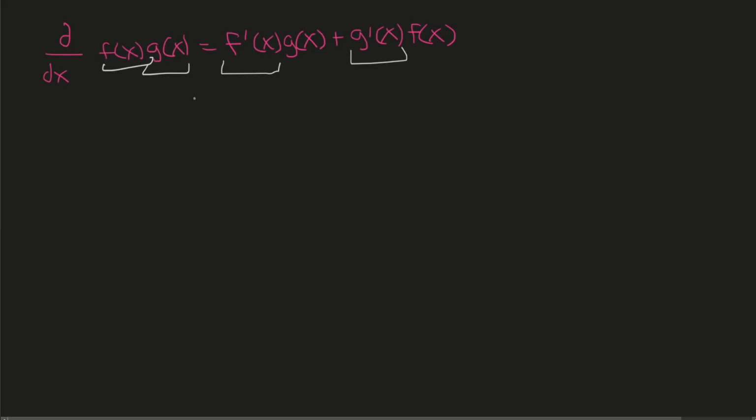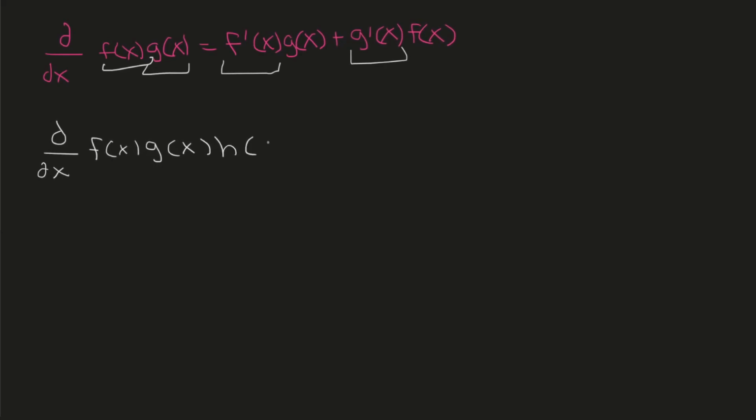Now, this also works for functions that are a product of three other functions. So say you have a function that's f of x times g of x times h of x. If we think of it like each function takes a turn being the derivative, we can derive a formula quite simply. So let's have f of x take the turn.